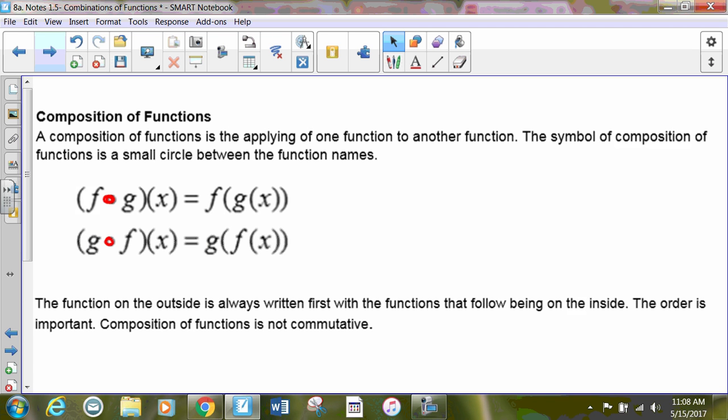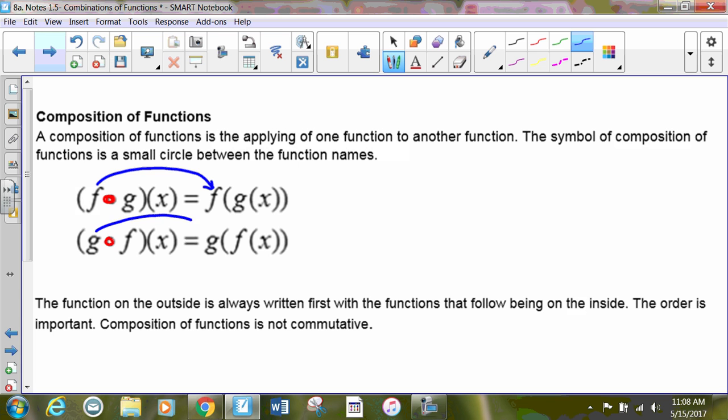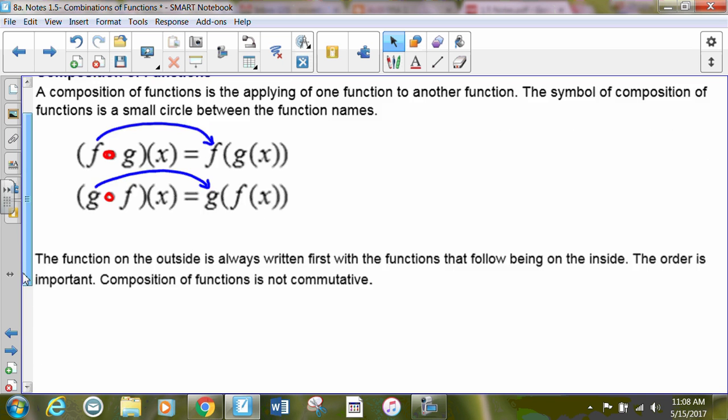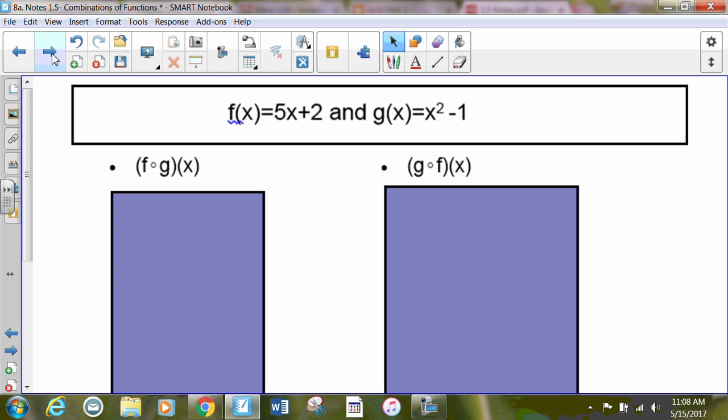The way I remember it is that the first letter that we see is going to be first when we rewrite it, right? And the second letter that we see is always going to be the inner part of the function. It's going to be included in the inner part. And that's what this says with these words. Let's see if there's anything else on this slide. So let's have fun with this.